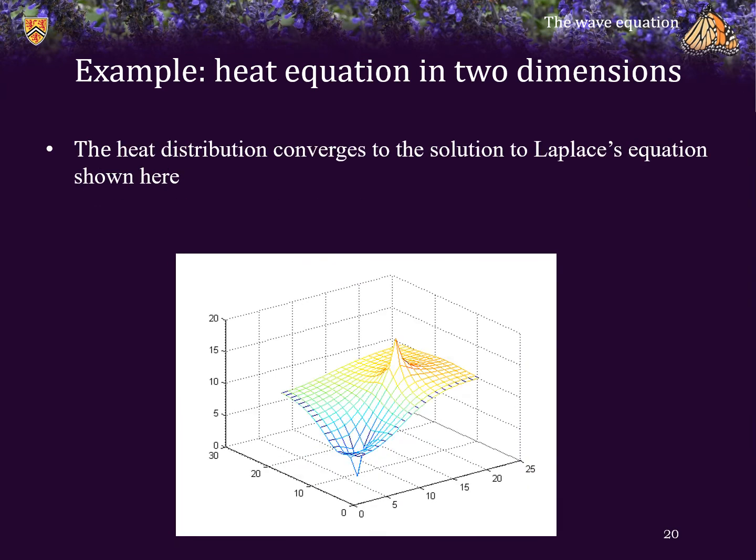In fact, the heat distribution is going to ultimately converge to a solution to Laplace's equation. So here is the solution to Laplace's equation in 2 dimensions, where you have 4 insulated boundaries and one point that is maintained at 0 degrees Celsius and another that is maintained at 20 degrees Celsius. So as you can see, it's much more comfortable to be around the point or the heat source where it's closer to 15 degrees.